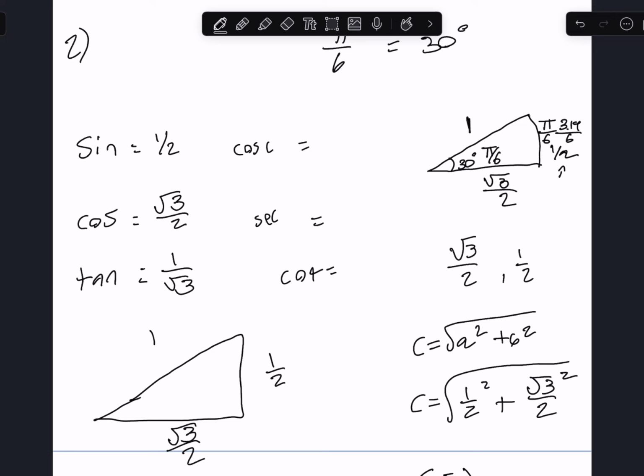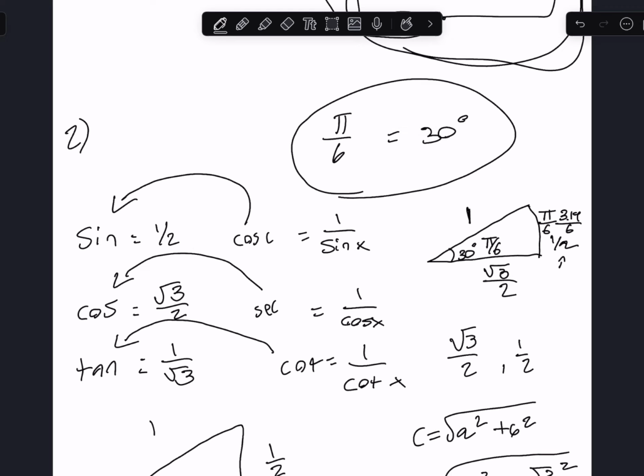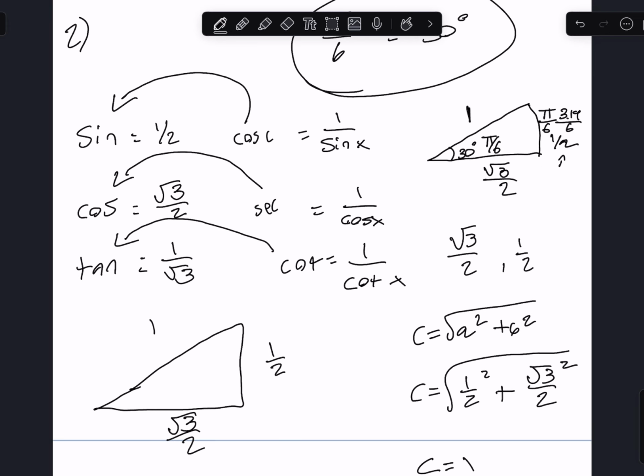Now, all we have to do is find our cosecant, secant, and cotangent. These are simply just the reciprocals of those. So it'd be 1 over sine of x, 1 over cosine x, and 1 over tangent of x. And that is how we find the 6 trigonometric functions of pi over 6, or 30 degrees.